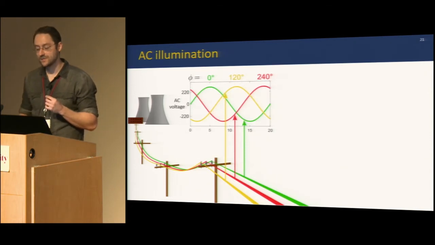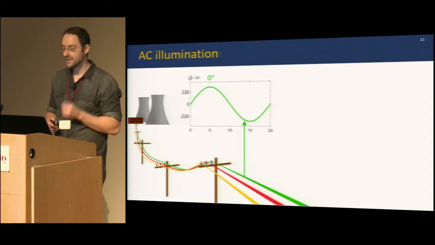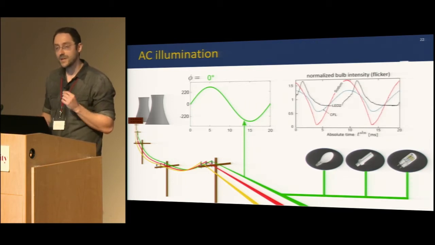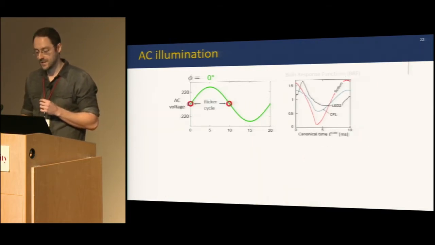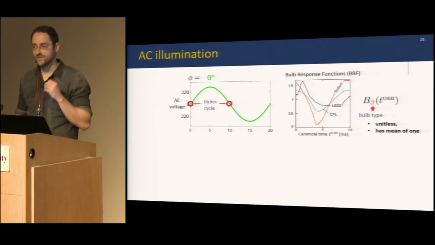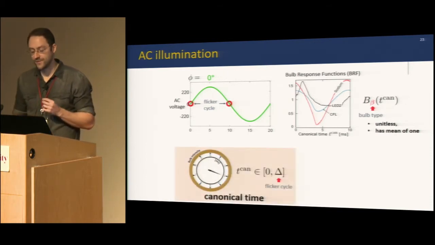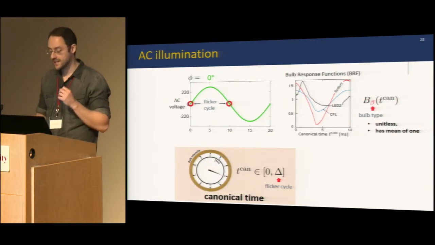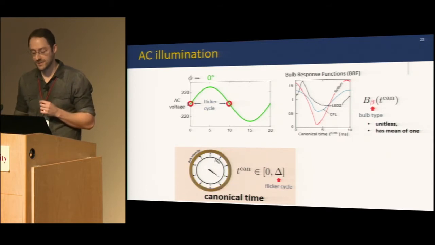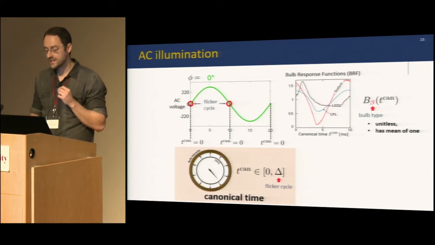Power plants supply AC voltage in 3 phases separated by 120 degrees. Let's look at phase 0. Different bulbs respond differently to the AC input voltage. Their response is a periodic flicker profile, which we defined as the bulb response function, or BRF. Now, because flicker is periodic, we define the BRF over a canonical time Tcan, which ranges over a circular domain between 0 and delta, the flicker cycle. The canonical time origin is synchronized with the AC voltage 0 crossings.